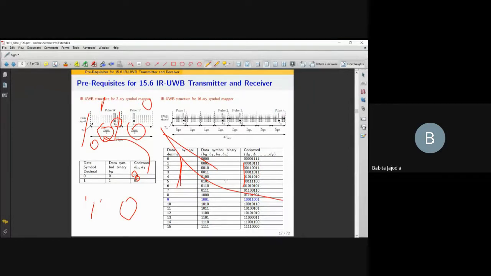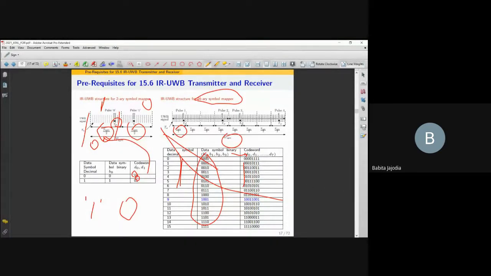Okay, so if you see this, this is a 16-ary scheme, as I mentioned, so we will be transmitting 4 symbols at a time, right? When we say 4 symbols, we are saying 4 bits. So you can see the data symbol binary is 4 bits, so there are 16 possible combinations. Here also, since it's 4, it will be 4 T symbol. Again, this will be divided into 8 sections, each of T symbol by 2, and we have encoded the data symbol to the code word.